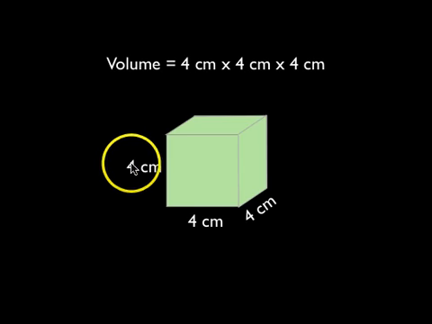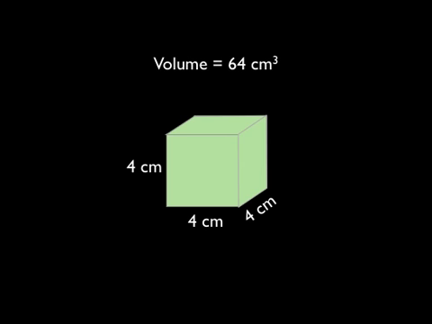We have to look at the units too. Anytime we take units and we multiply them, so centimeters times centimeters times centimeters, that's just another way of saying centimeters cubed. We multiply those units just like we multiply the numbers. So our result is that the volume of the cube is 64 cubic centimeters.